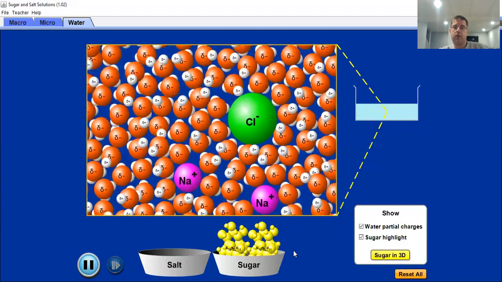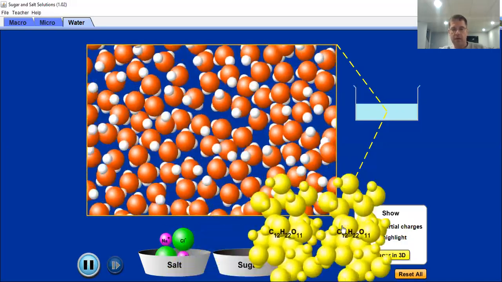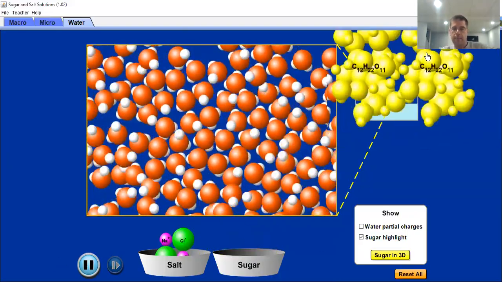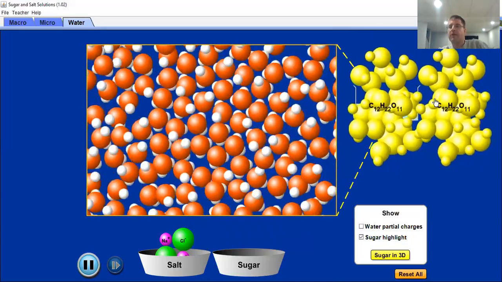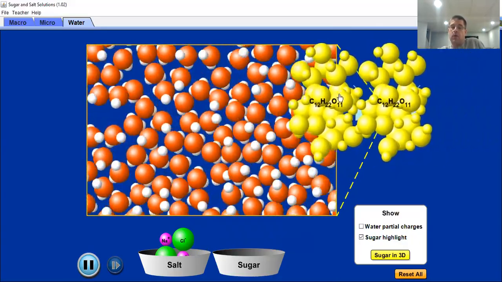Okay, now we're going to drop the sugar in. So here's sugar, here's a C. So one of these is a C. I wish I could point. Okay. So this is it. There's two C12H22O11s right there. There's two compounds in there. What'll happen?